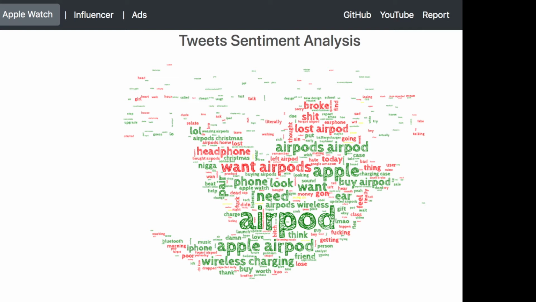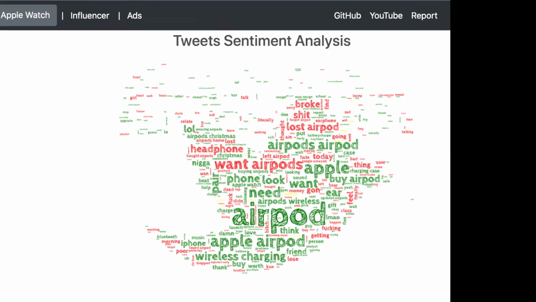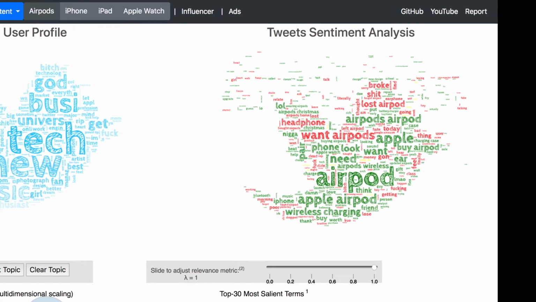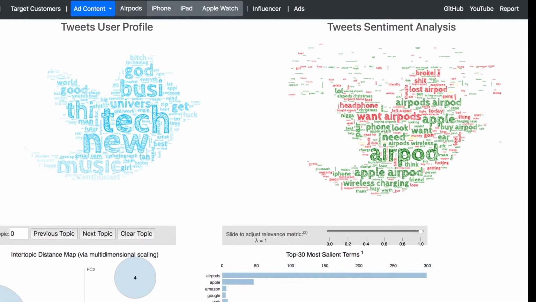Through the sentiment analysis of these tweets, we can also learn how to highlight the positive information of the product and how to make up for the negative information when making advertisements.